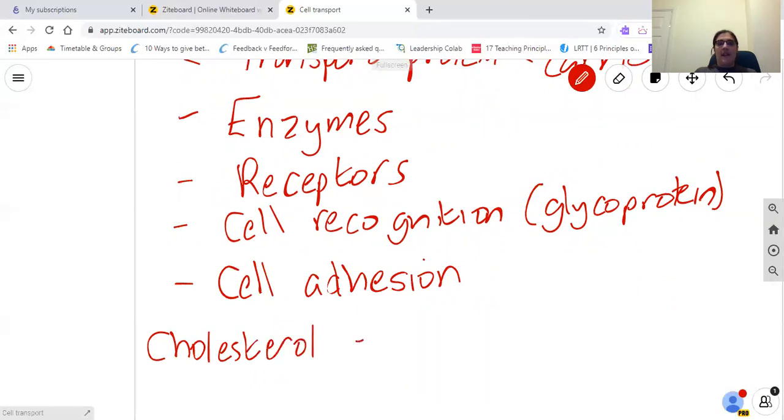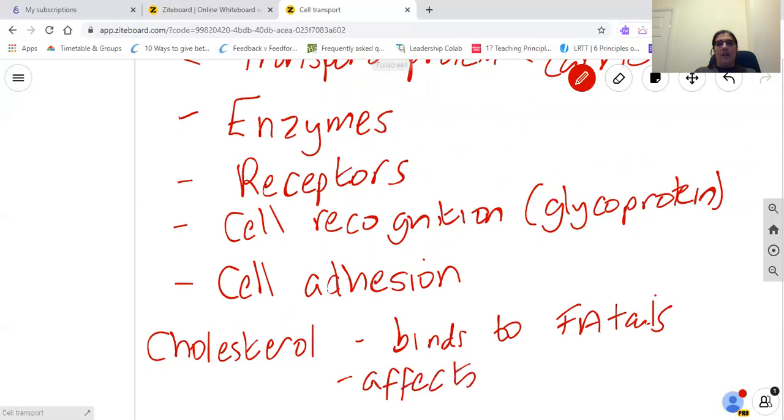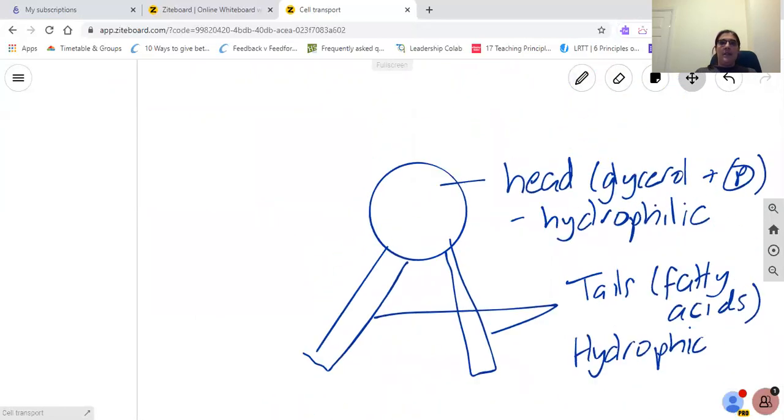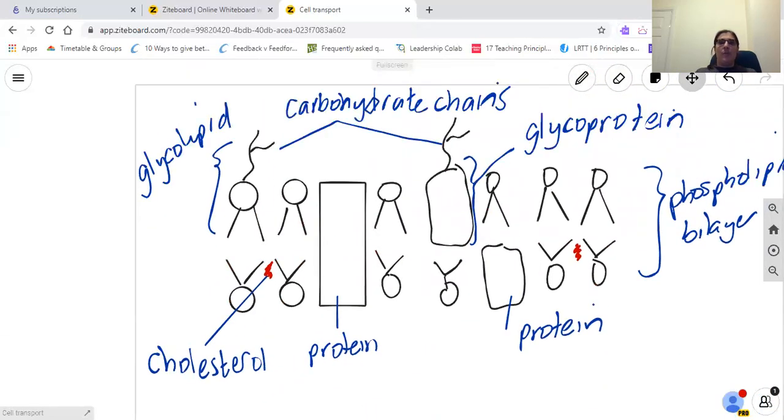Cholesterol binds to the fatty acid tails, and it affects the fluidity. So at low temperatures, it will make the membrane more fluid. Okay, now the cell membrane structure, if we go right back up here, it doesn't change wherever in the cell you are, whether you're talking about the plasma membrane on the cell surface, or whether you're talking about membranes surrounding organelles. They all have the same structure. Obviously, the proteins within them may be different depending on their function.